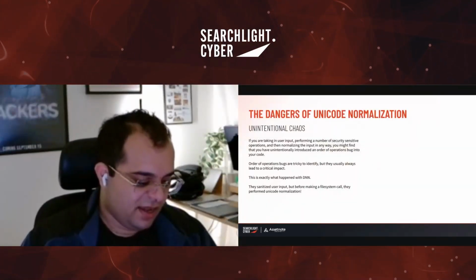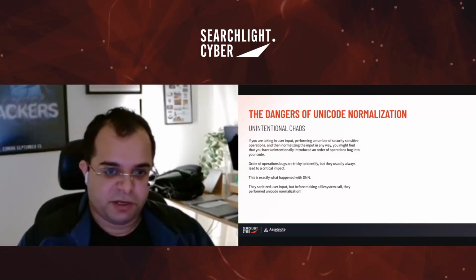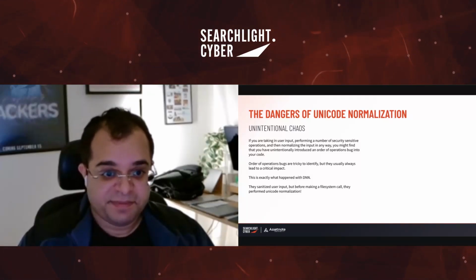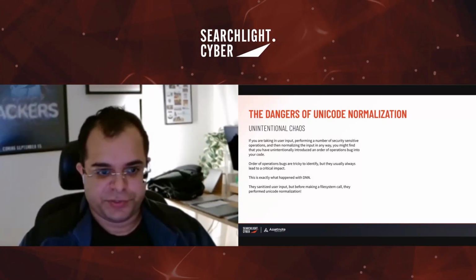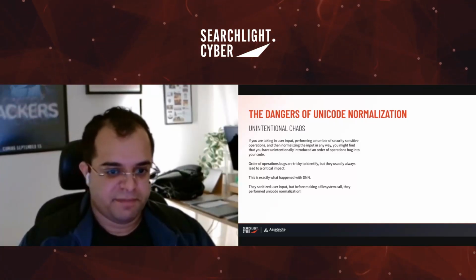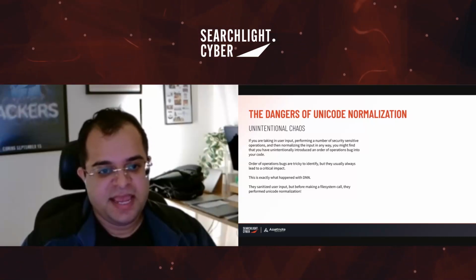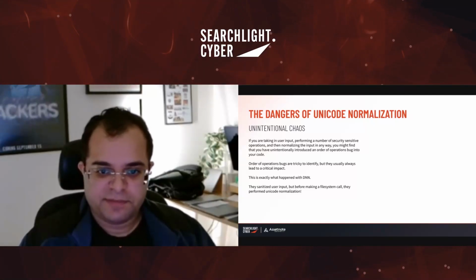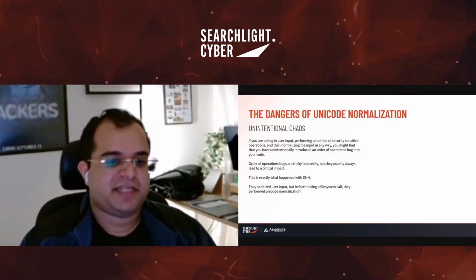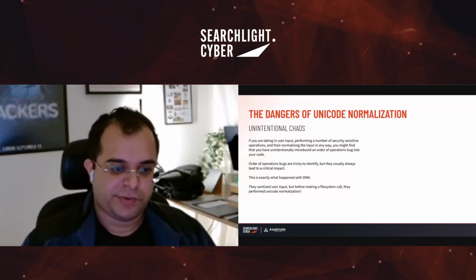The other thing that we want to talk about, which will provide you context around how this vulnerability in DNN came to be, is the dangers of Unicode normalization. If you take some sort of user input and you perform a number of security sensitive operations, and then you normalize that user input in any way, you might find out that you've unintentionally introduced some sort of order of operations bug into your code.